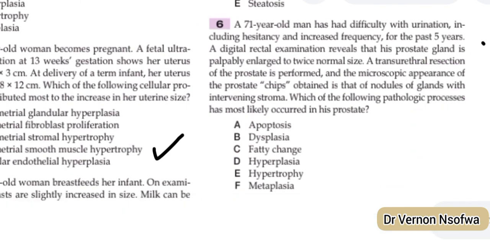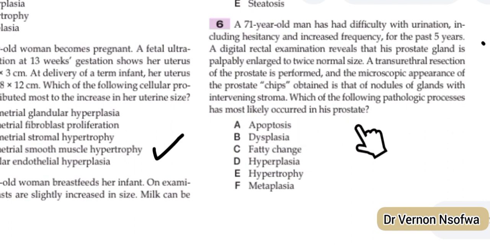6. A 71-year-old has difficulty with urination, including hesitance and increased frequency for the past 5 years. A digital rectal examination revealed that his prostate gland is palpably enlarged to twice normal size. A transurethral resection of the prostate is performed, and the microscopic appearance of the prostate chips obtained is that of nodules of glands with intervening stroma. Which of the following pathologic processes has most likely occurred in his prostate?